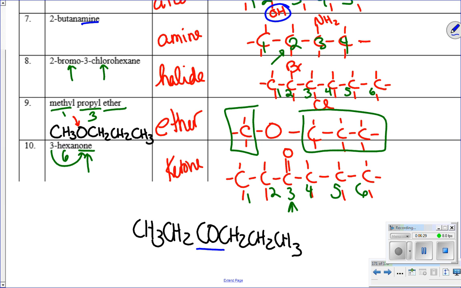Notice each of these have a functional group with one O. In the ketone, that O is actually written right next to that C that it's double bonded to.